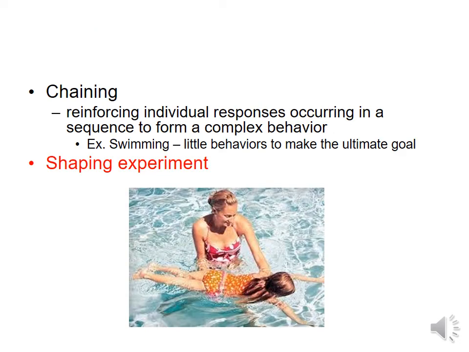Chaining is another complex way that we can shape a behavior. When we chain behaviors, there are certain behaviors like swimming or even riding a bike that require different behaviors that happen simultaneously. Swimming's a really good one. With swimming, you have to learn to pull with your arms, you have to learn how to kick your feet, and you also have to learn how to float.